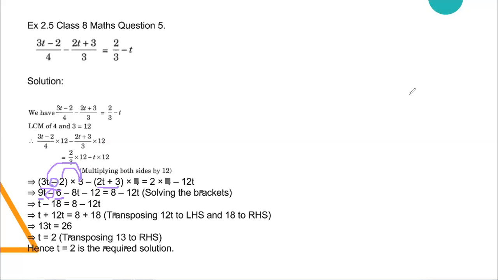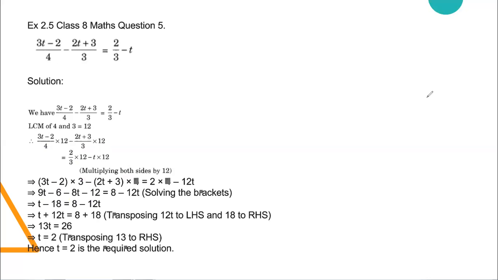Alright. Now let's go with the second bracket, which is minus 2t plus 3 multiplied with 4. So 4 should be multiplied with minus 2t, which is nothing but minus 8t. And again 4 is multiplied with plus 3, which is 12. But how did I get minus over here is quite simple, because minus is in front of the bracket. Alright. So LHS part is solved.